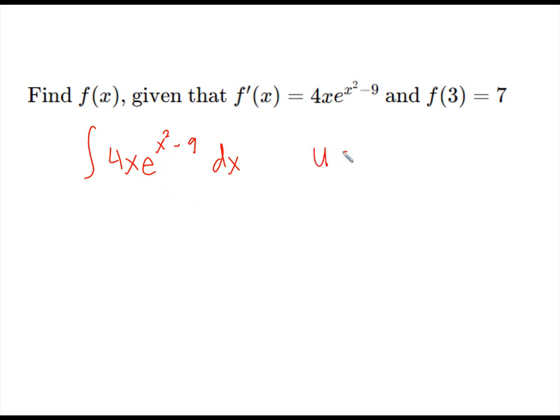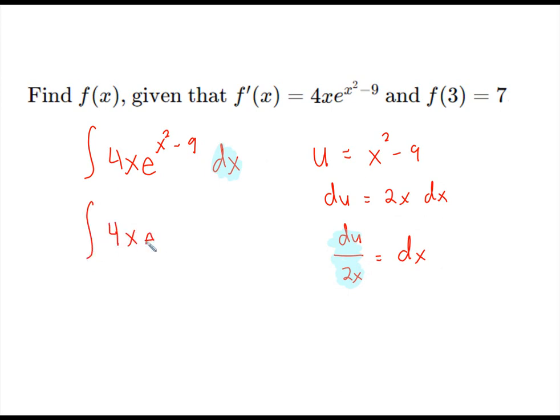So what I'm going to make the u is this exponent for the e, x squared minus 9. So if I take the derivative, du is going to equal 2x dx. So du over 2x is going to equal dx. Now, since dx is equal to this, I can substitute it here. So then we're going to get 4 times x e to the u power, because our u was this exponent for the e. And then instead of dx, I have du over 2x.